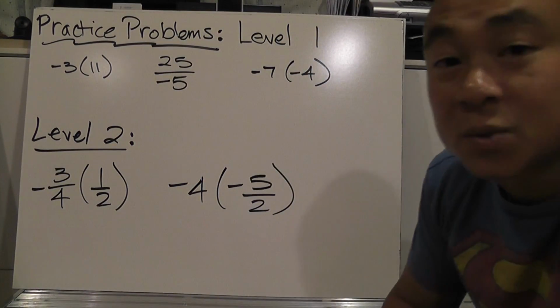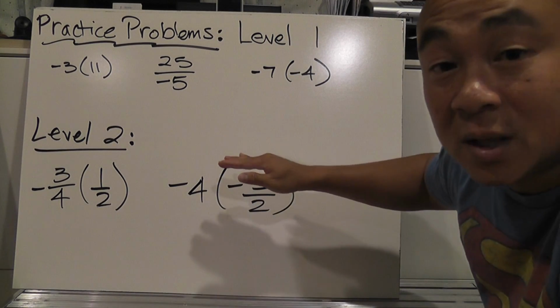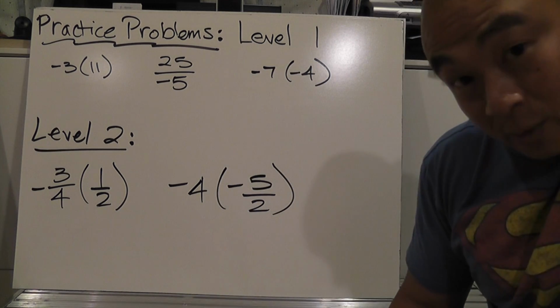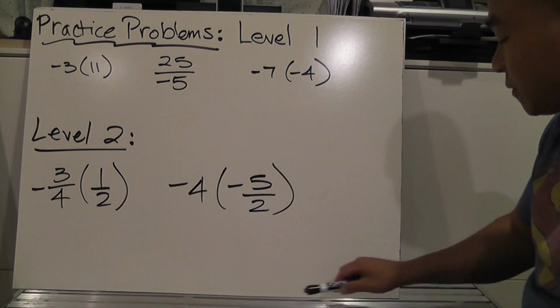Let's go ahead and do a couple of practice problems. I've broken down the problems into levels, the first level being the easiest ones. Normally level 1s are your whole numbers and your integers. Level 2, if you notice, you have fractions. So let's go ahead and work on the first one.